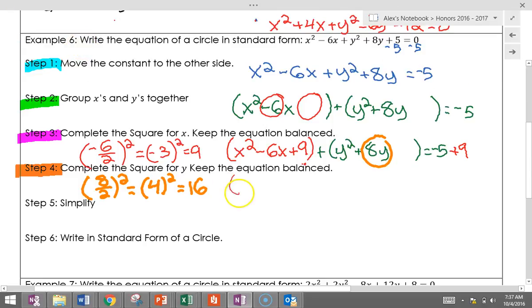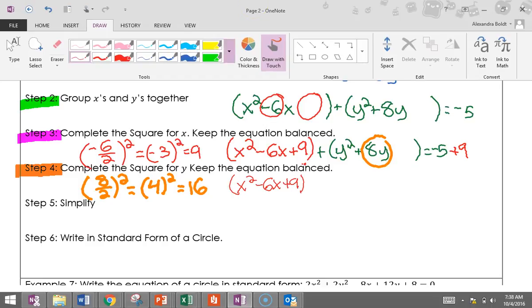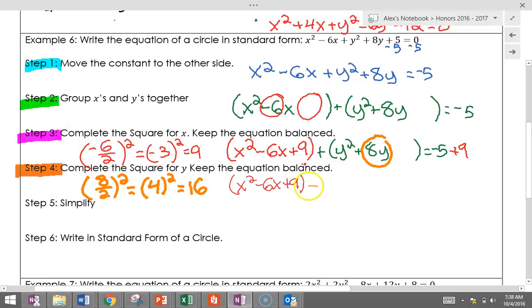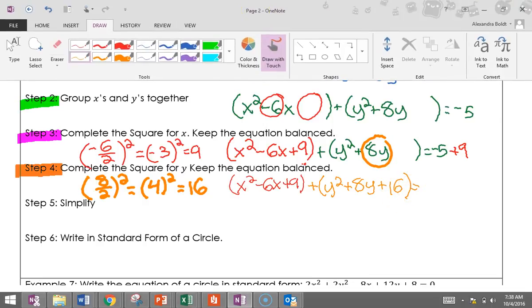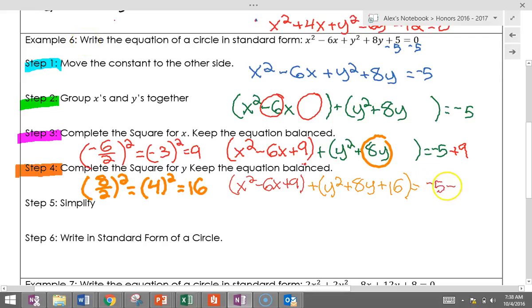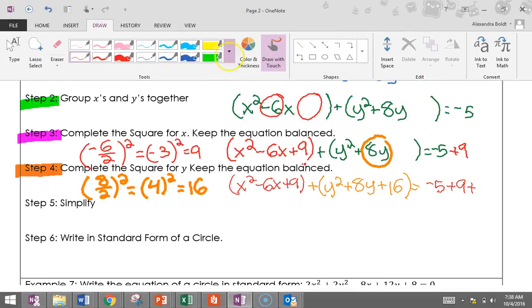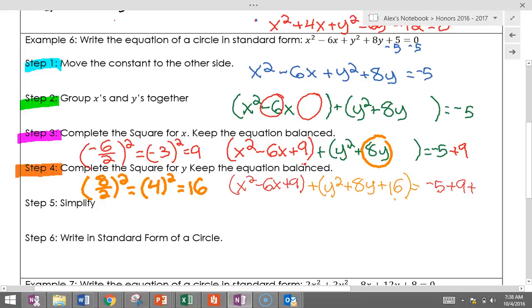So everything else stays the same. So I have x squared minus 6x plus 9, plus y squared plus 8y plus 16, equals -5 plus 9. Now I also have to add in that 16, right, from here. Anything I add to one side, I have to add to the other side.